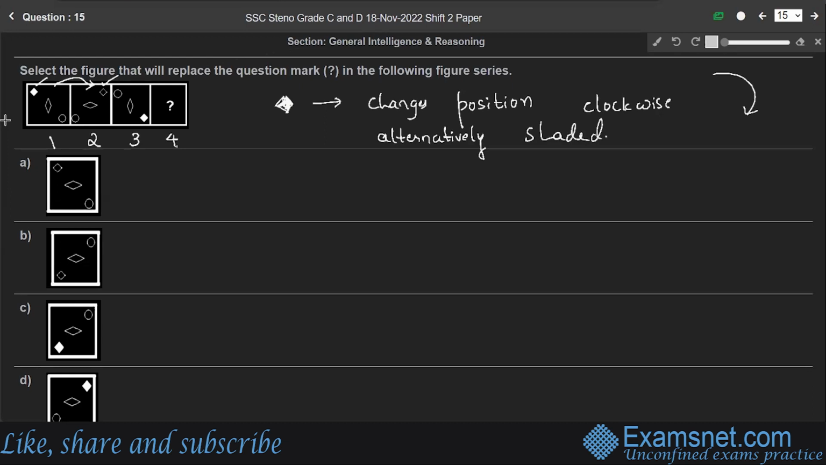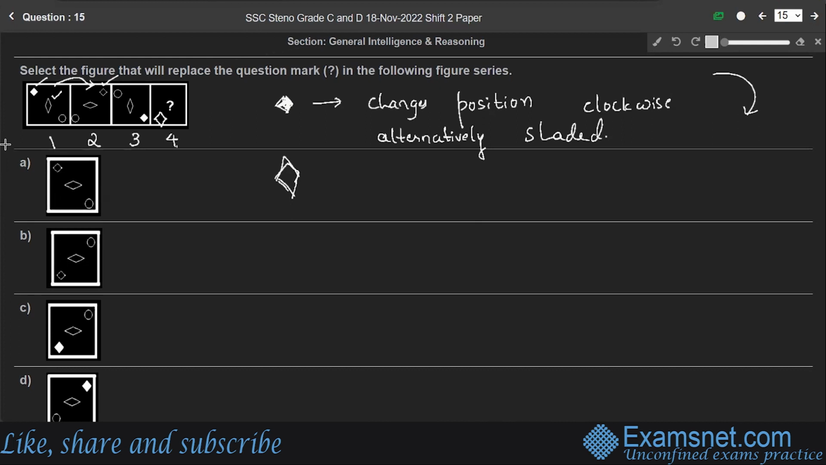Therefore, in the fourth figure, this figure should be unshaded and its position should be bottom left corner, like this, right? Let us consider the second shape, like kite shape, like this, which is upright. You can consider it as a parallelogram also.